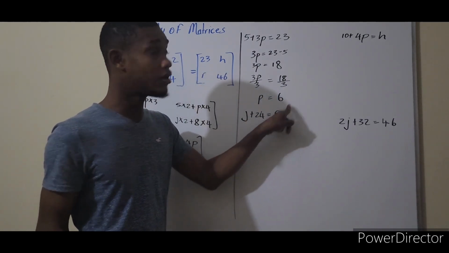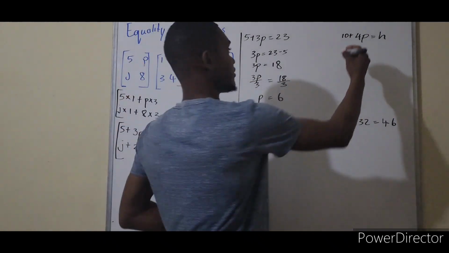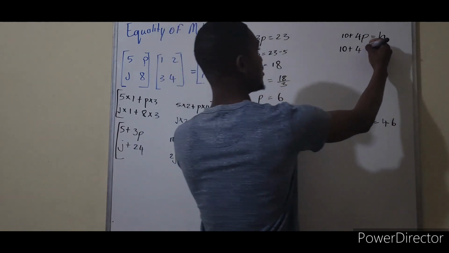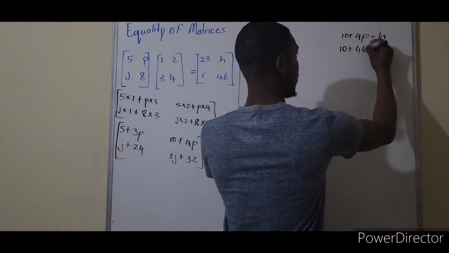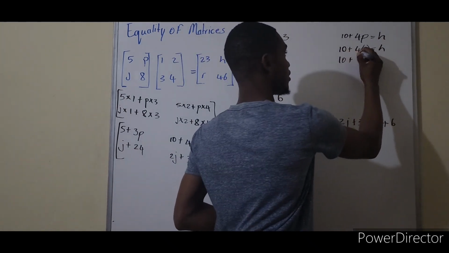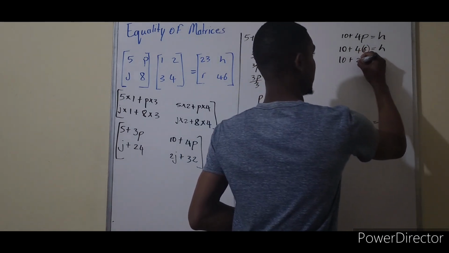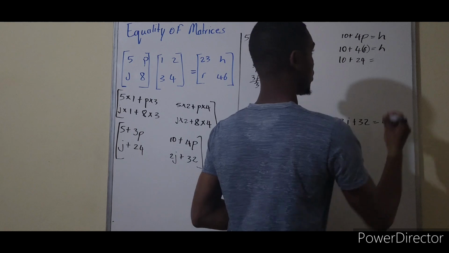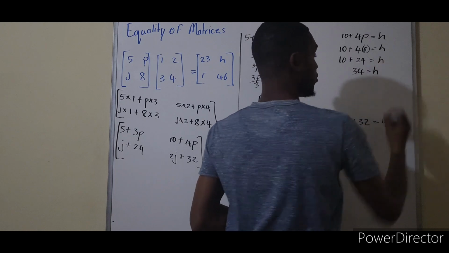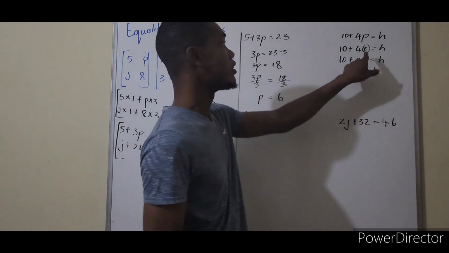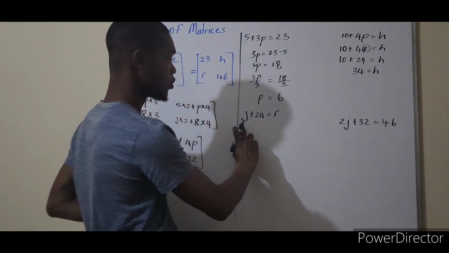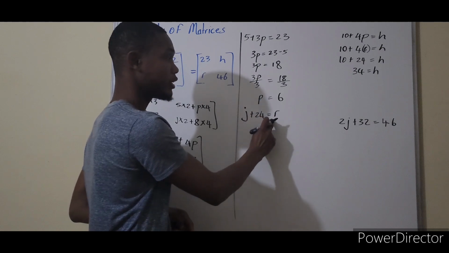Now that you have p, you can come over here and write 10 plus 4. We have the value of p, so you can put it in a bracket, 6, or if you want, put multiply by 6, it doesn't matter. So 10 plus 4 times 6, that's 24, equals h. And 10 plus 24 equals 34. We must remember that the principle of algebra applies, so this means 4 times 6 and not 46. Come down to here. Now you see j plus 24 equals r.